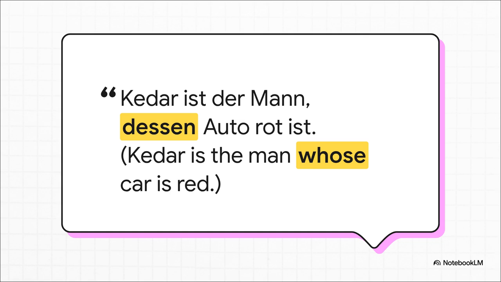And finally, the genitive. This one's actually pretty easy because it's all about possession. Der Mann is the man whose car is red. The German word for whose is right there, dessen. It's a direct translation of the concept.